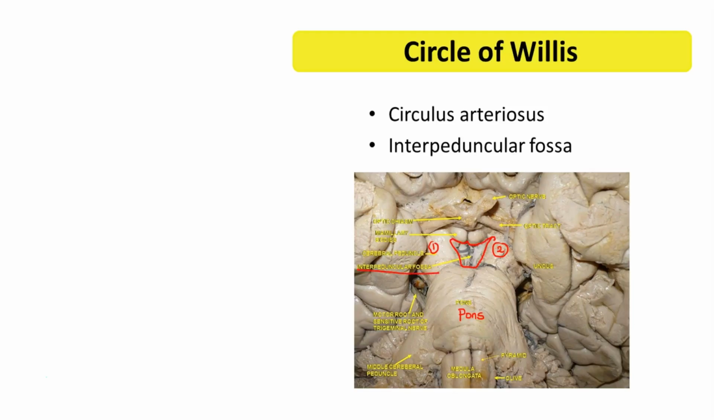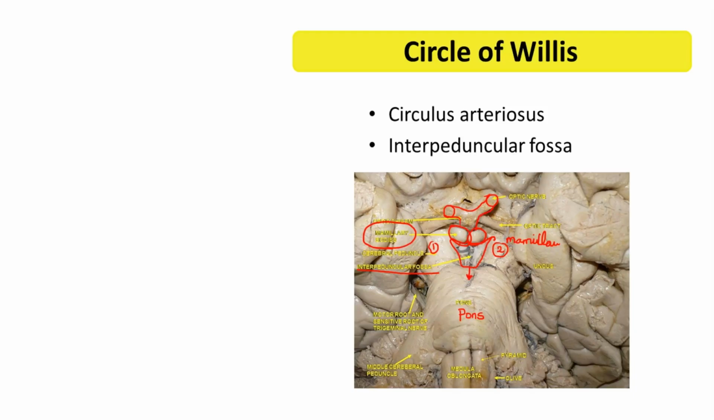Interpeduncular fossa is located in between the cerebral peduncles, and the posterior border is the pons, and anteriorly there are two bodies known as mammillary bodies. In front of the mammillary bodies, you can clearly see the optic chiasma and the optic nerve. So now you know where the cerebral peduncles and interpeduncular fossa are located.